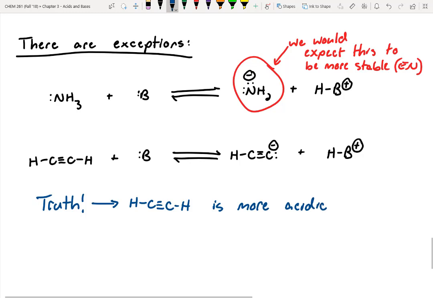The reality is nitrogen isn't that electronegative, and in this case, orbital hybridization is more stabilizing than nitrogen having the negative charge. Like I said, the CARDIO rules are just general guidelines. They work about 90-ish% of the time, but there's those weird examples that might bend the rules a little bit. Does that make sense? All right.